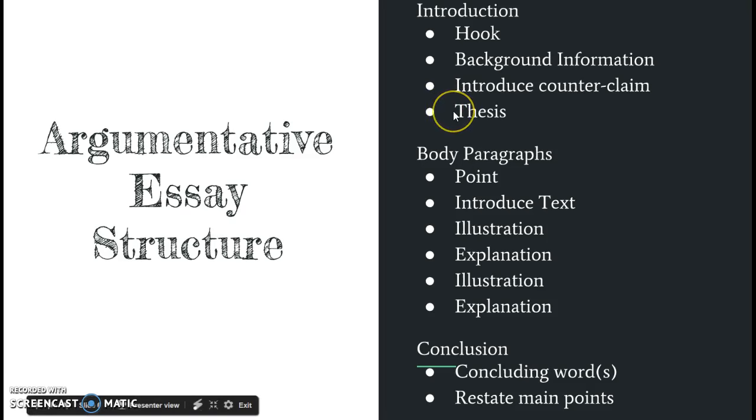And then in our thesis, we're going to quickly refute that counterclaim and state how we feel about the issue. And also in our thesis, we're going to include the 3 main reasons why we feel the way we do. Those 3 reasons will be the main idea for each body paragraph. Now, for the body paragraphs in this argumentative essay, we're going to use double pie paragraphs.